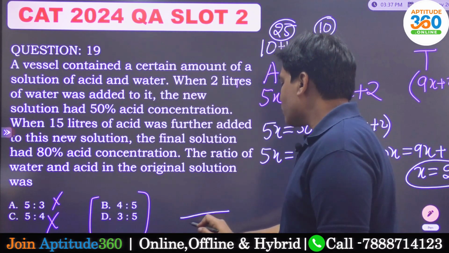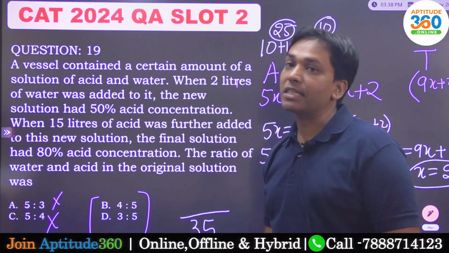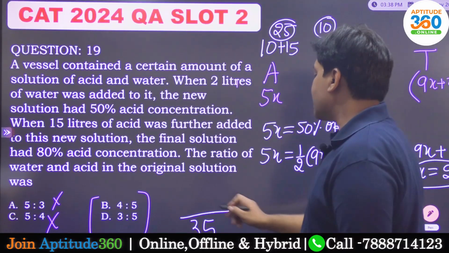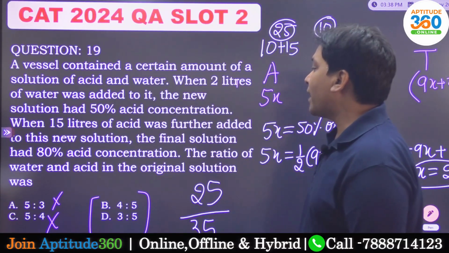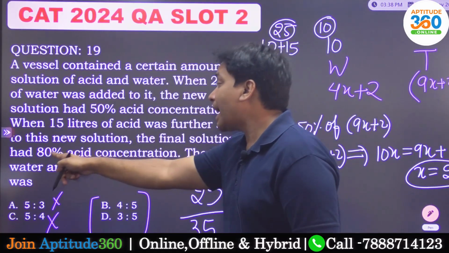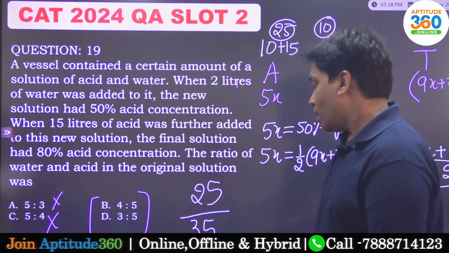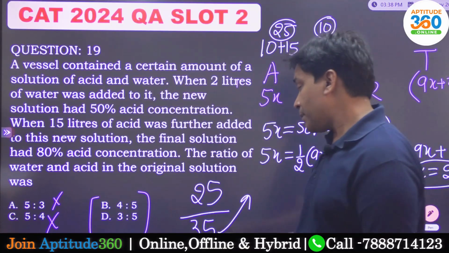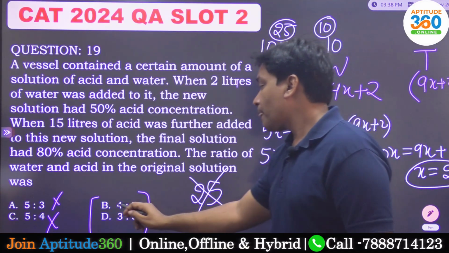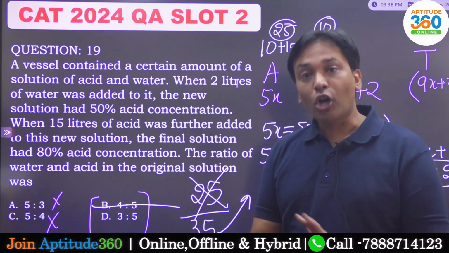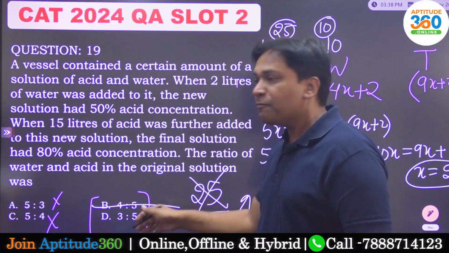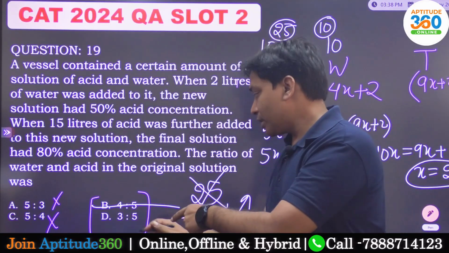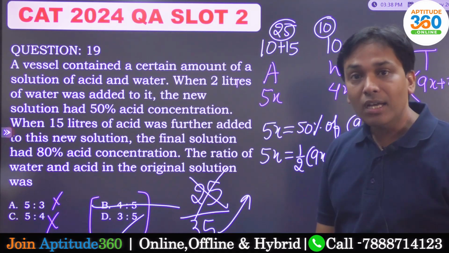So collectively it is 25 plus 10, 35 liters. Since it says the final solution has 80% acid, 25 should be 80% of 35. But 80% of 35 is not this value. So option number B is not the right answer. And if B is not the right answer, please do not even check for D. D certainly is going to be the right answer.